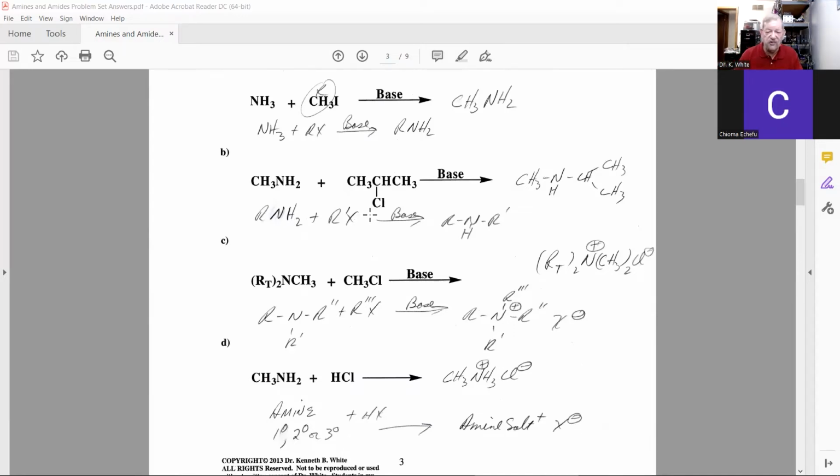And that is that you have X can be chlorine, bromine, or iodine. And what happens? You get a secondary amine. R is methyl, R prime isopropyl. The carbon with the halogen is bonded to nitrogen, and that's what you get. Remember, placement is very important.